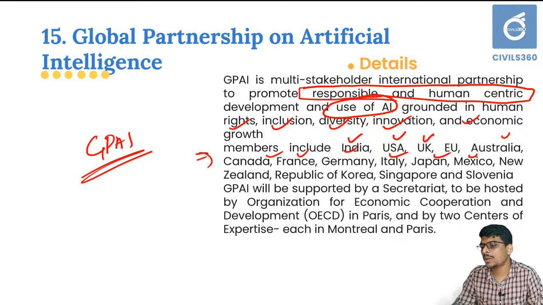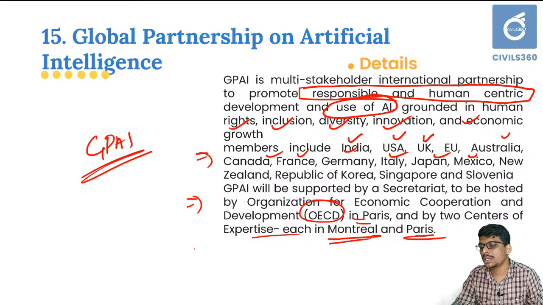That is, India is a member of GPI. First thing is, you should understand, India is a member of GPI. GPI aims to promote responsible and human-centric development. And next one is, GPI will be supported by a secretariat to be hosted by OECD in Paris and by two centers of expertise, each in Montreal and Paris. That is the basic idea of GPI.